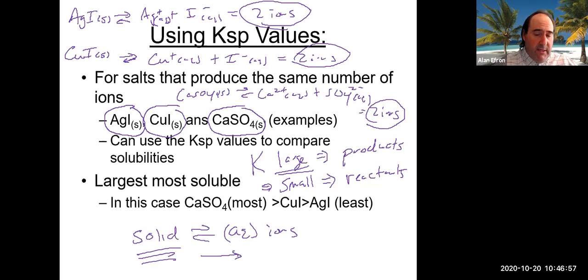So if we were to look up these values on the table for each of these, we could compare their values. For example, maybe I can find it, silver iodide. Let's see here. Silver iodide is like 1.5 times 10 to the minus 16.